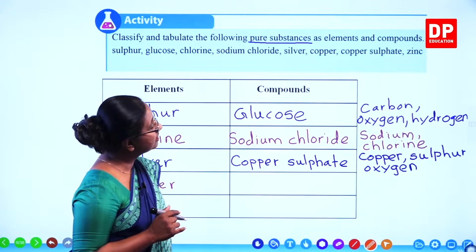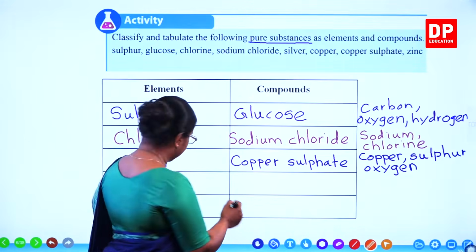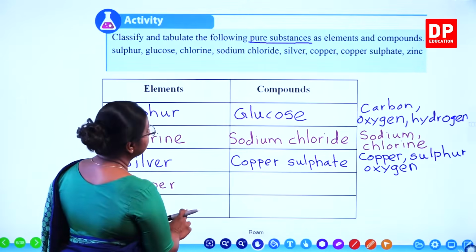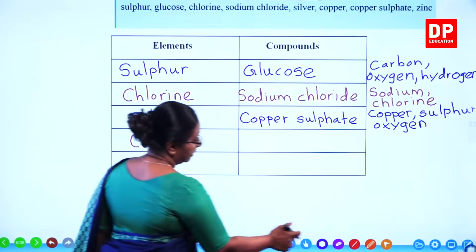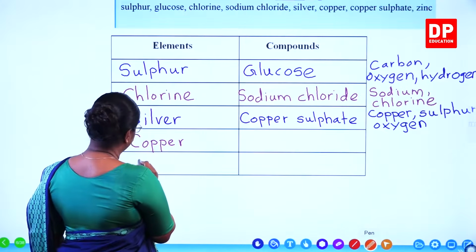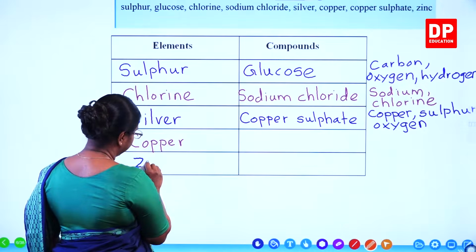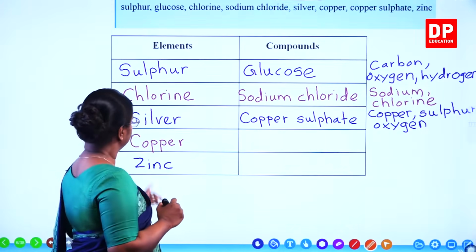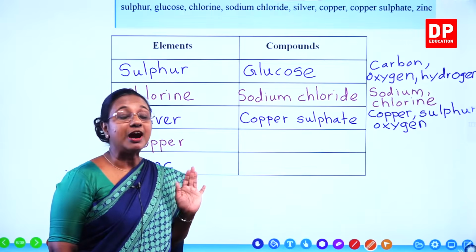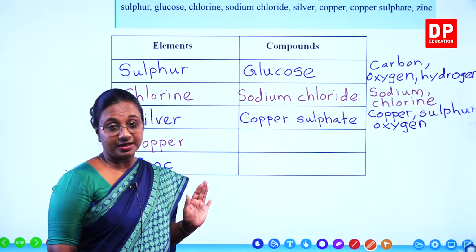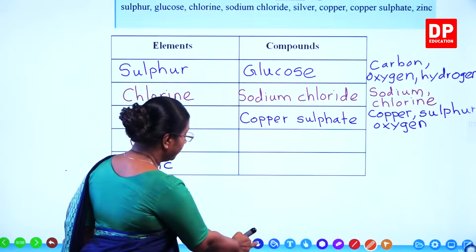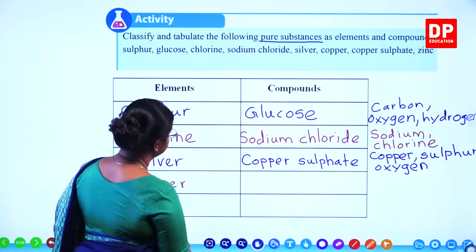Then we have zinc. That is the last one. That is again a pure substance that comes under element, zinc. So zinc is an element, only one type of constituent particles. So this is how we classify these substances.